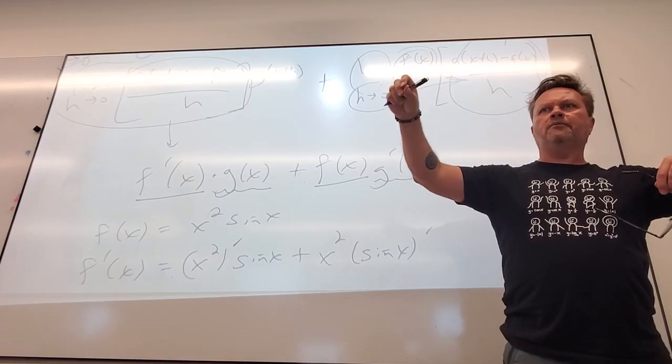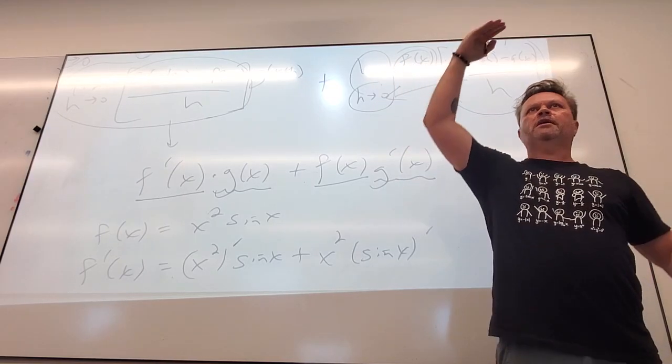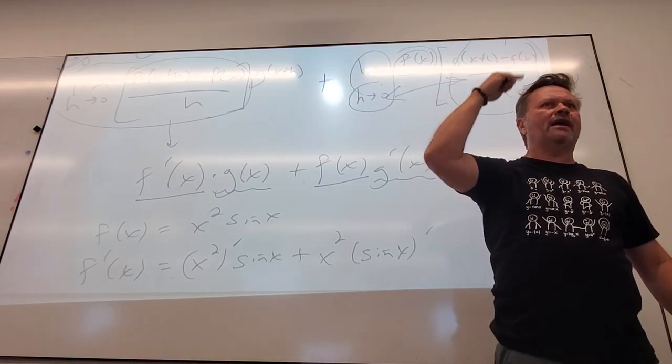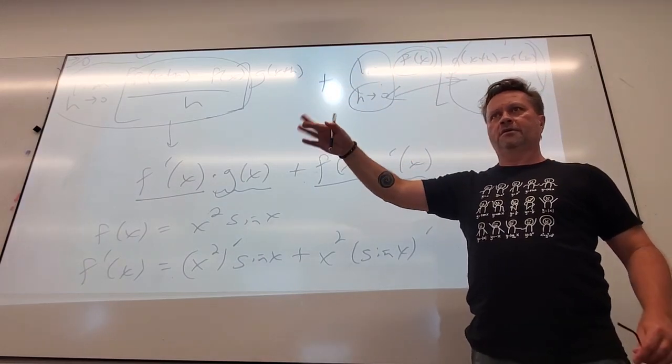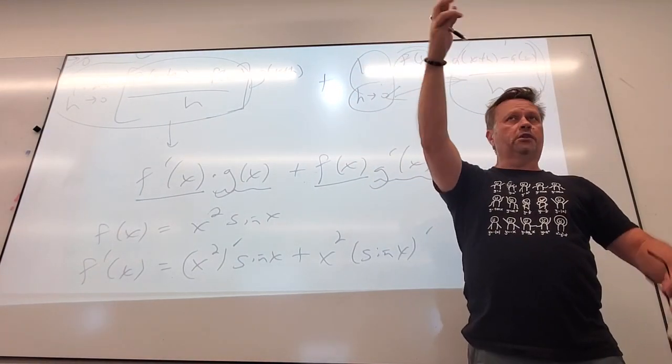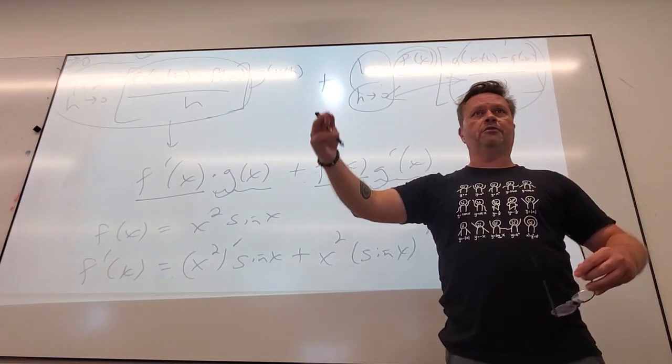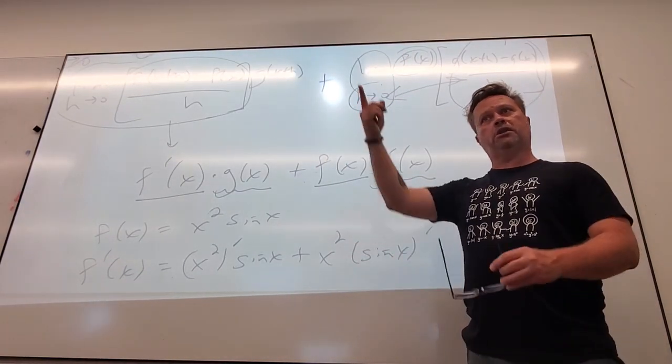I'm making a major emphasis on they each get a term because every rule we're going to learn has that same idea in it. They each get their own term. So when we learn quotient rule and chain rule, I'm going to bring that up again. Hey, look, they each get their own term.